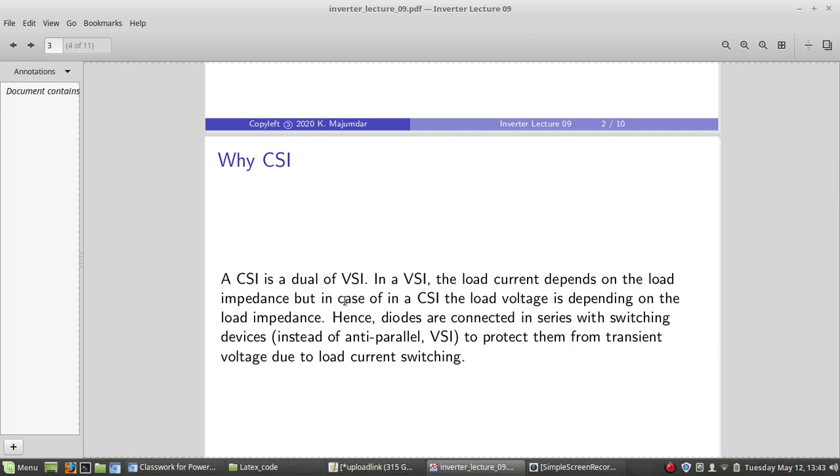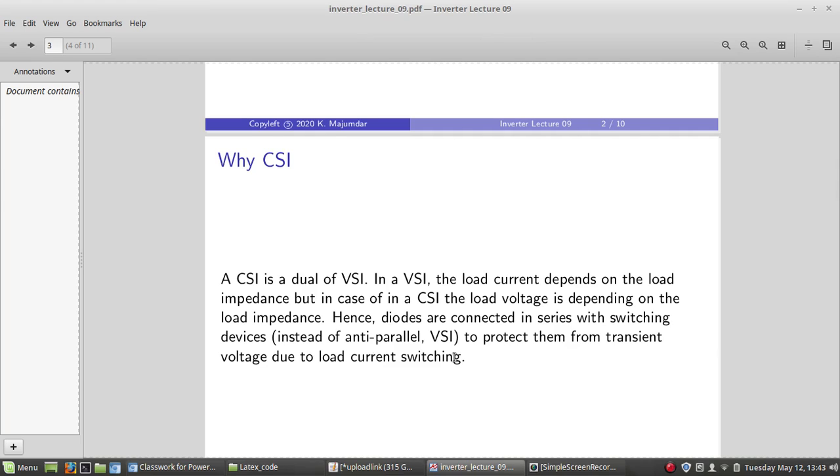In the VSI you use a rigid voltage source, whereas in the CSI we use a rigid current source as the DC source. In the VSI the load current depends on the impedance, but in a CSI the load voltage depends on the load impedance. Hence diodes are connected in series with a switching device, instead of antiparallel as in the VSI, to protect them from transient voltage due to load current switching.